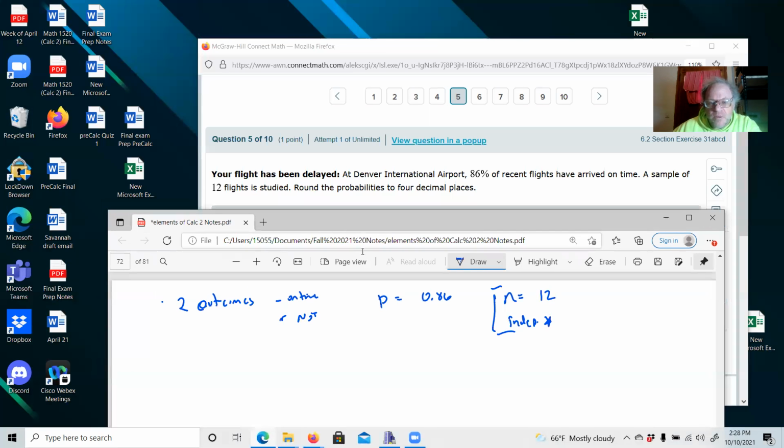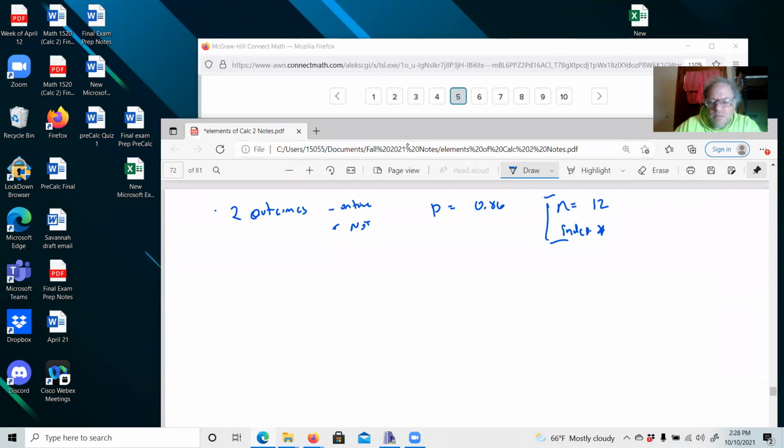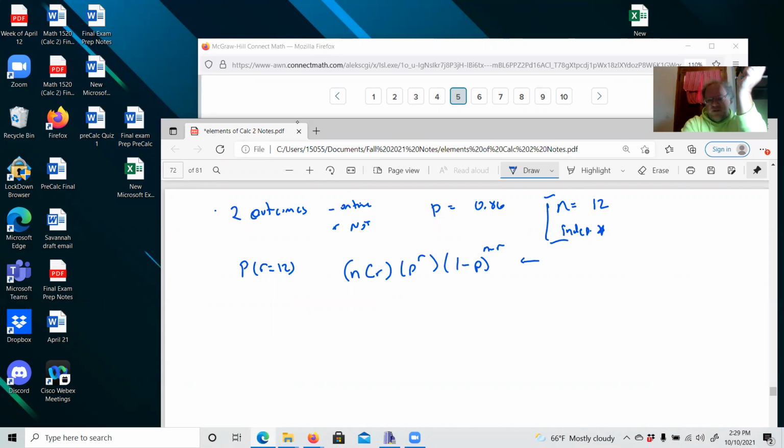All right. So what are we doing here? We're going to find the probability that all 12 flights were on time. So what's the probability that R is equal to 12? All right, so binomial. This is nCr times P to the R times 1 minus P to the N minus R. Don't memorize this formula. You're going to be using the calculator in just a moment. I'll teach you to do it that way. If you guys really want this formula, I'll put it on page 5 for your quiz. But I would really prefer that you learn how to use the calculator and not try to memorize formulas like this. All right.